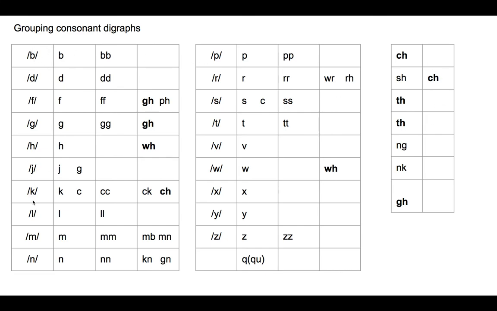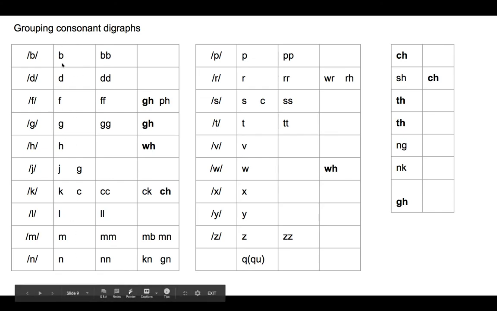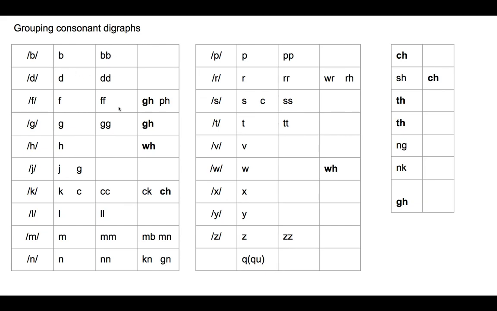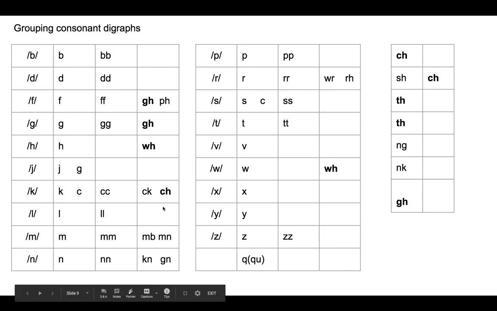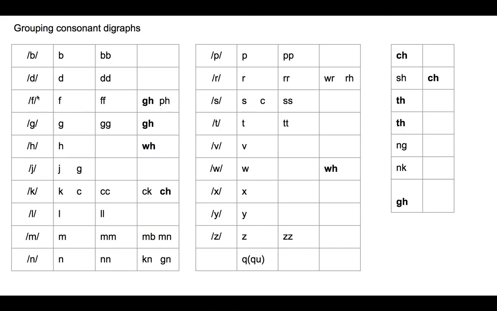So this first column is the sound, and the next column is the single letter that could represent the sound. The third column is the digraphs that could represent the sound, and these digraphs are homogeneous consonant digraphs. And the last column has the heterogeneous consonant digraphs that could represent the sound. The same applies to this table, and this table has all the digraphs that produce a new sound which we have not learned so far.